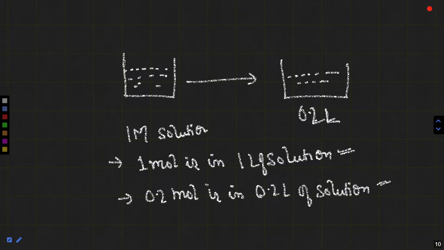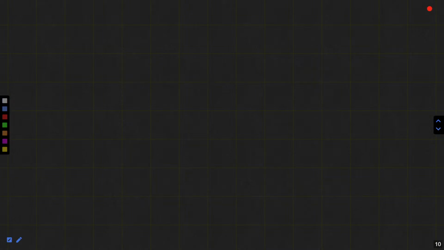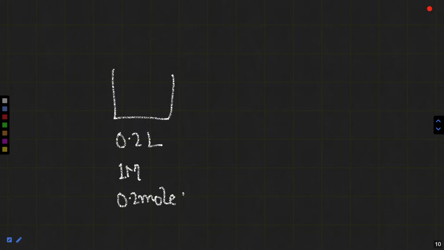So initially we have 1 molar solution, and by 1 molar we mean that 1 mole is present in 1 liter. Suppose we take 0.2 liters. That means 0.2 moles will be present inside it. Here we will have 0.2 mole of NaOH. Now we take that same solution whose volume is 0.2 liter, but the molarity is 1 molar. That means it has 0.2 moles of NaOH. Okay, so these are now our conditions.